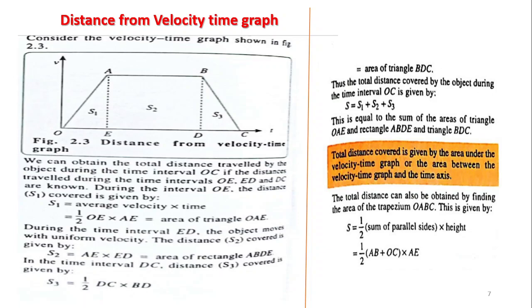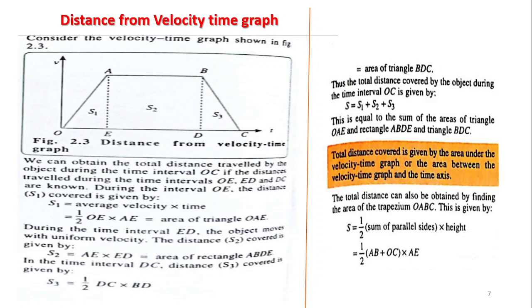Looking at the distance from the velocity time graph. Consider the velocity time graph shown in the figure below. We can obtain the total distance traveled by the object during the time interval OC, because it starts here and ends here.